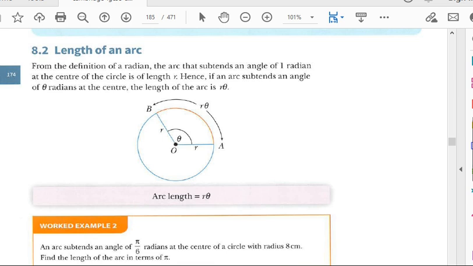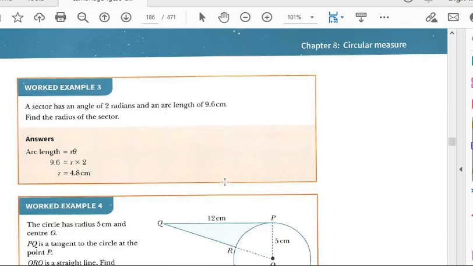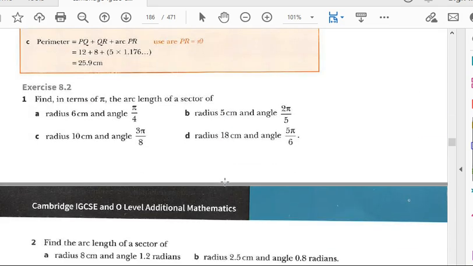This AB is the arc and the length of this arc is r theta, where r is the radius of the circle. What is the radius? The distance from the center to the boundary of the circle, or you can say the distance from the center to the circumference, is called the radius. And theta is the angle subtended at the center, always measured in radians. So for this concept we are going to start exercise 8.2. Let's have a look.